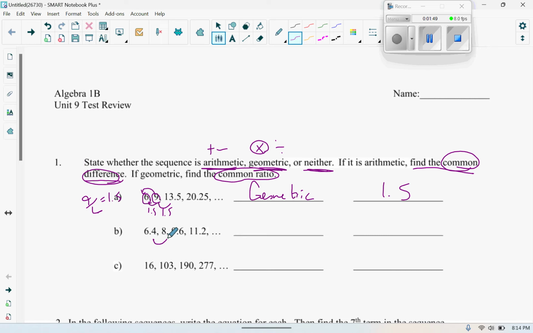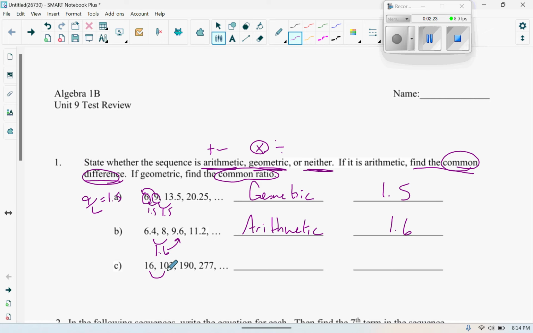Okay, let's look at this next one. With 6.4, I'm just going to say 8 minus 6.4, that's 1.6. So 6.4 plus 1.6 is 8. 8 plus 1.6 is 9.6. 9.6 plus 1.6 is 11.2. Okay, so this is going to be arithmetic, and the pattern is 1.6.